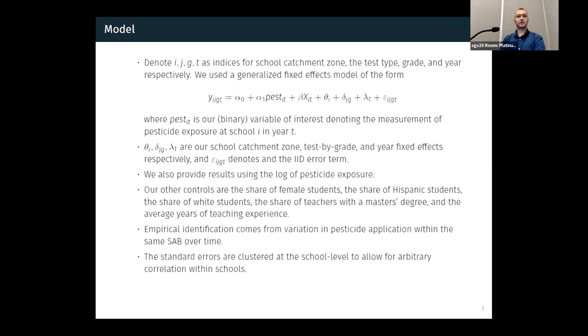Our baseline model is a very simple two-way fixed effect regression model where we account for a couple of observables, which are basically defined at the school level.